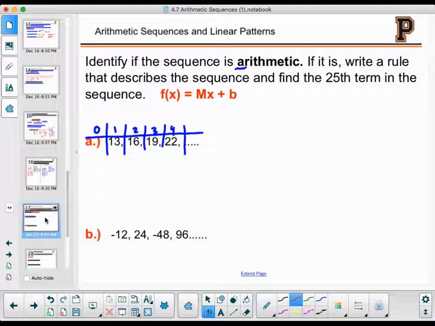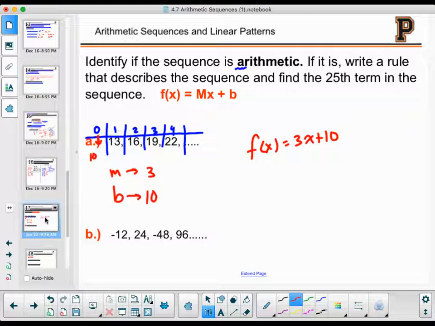When you think about it, first term is 13, second term is 16, and the 0th term would be the number that comes right before 13, which in this situation would be 10. That's our b value, our initial amount. Our m value is what's happening to the numbers: 13 to 16, 16 to 19, 19 to 22. The m value in this case is 3. So increasing by 3 per term, starting at 10. Our rule then is 3x + 10.